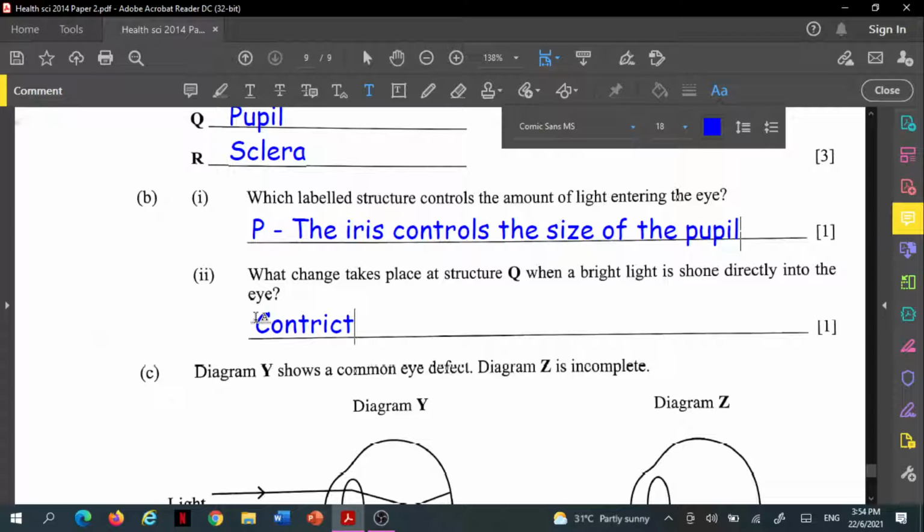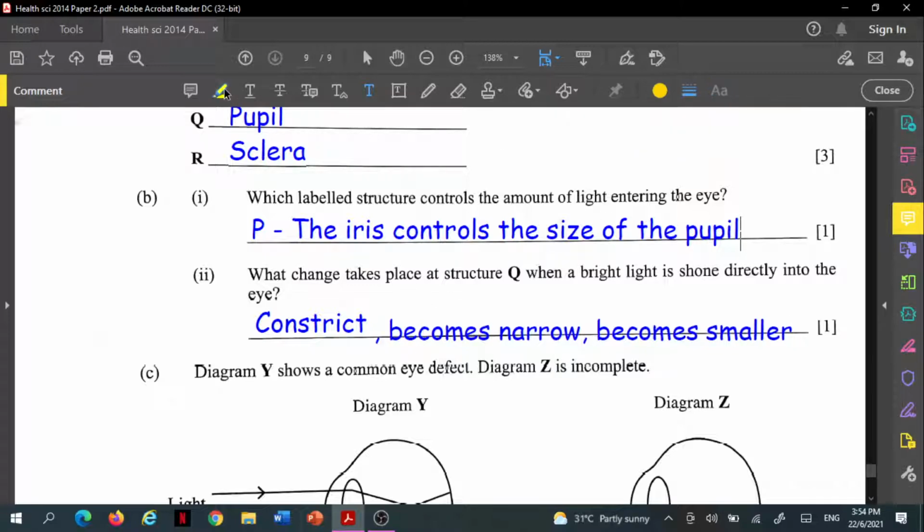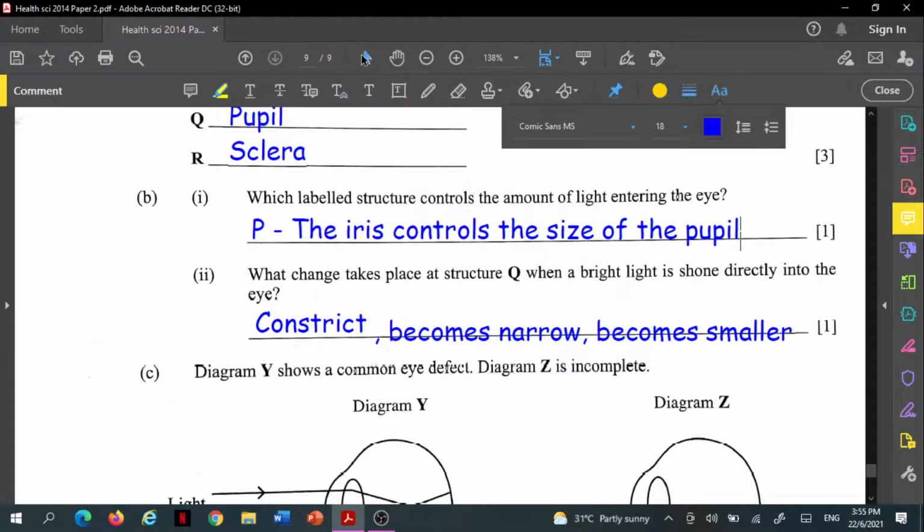Besides saying constrict, you can also put a number of words right here. It could be constrict, it could be become narrow, or you can say become smaller. Any of these will actually work. Just to point that out as well.